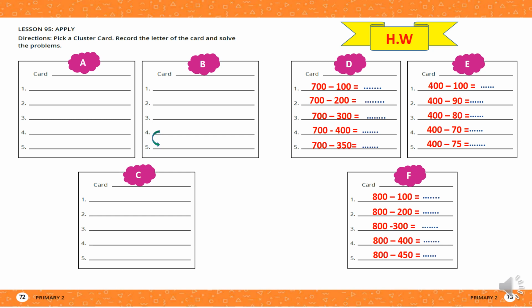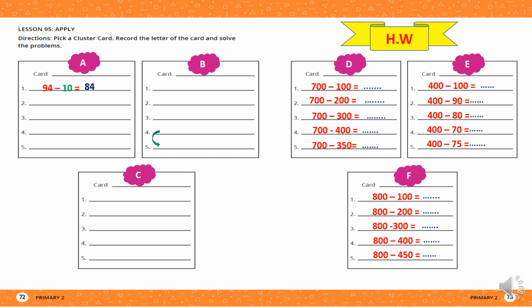Lesson 95, the apply part. Now I'll give you the first equation in the card and you are going to complete the cluster card. The first equation is 94 minus 10. 94 minus 10 equals 84. Subtract ones with ones, tens with tens.